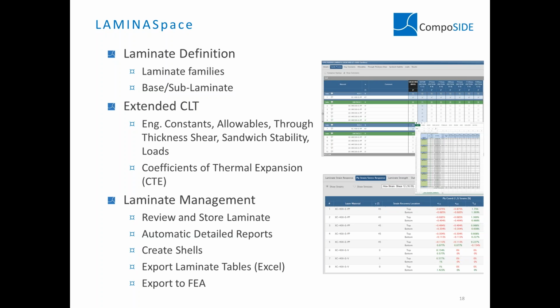Within LaminaSpace, you're basically able to review and store all your laminates to use in a variety of projects. You have an automatic detailed report that can be run on any laminate and exported to PDF, again, at the click of a button. And you can take this analysis further, creating shells directly from any laminate, exporting your laminate tables to Excel, or again exporting those same laminates to your FEA tool of choice.